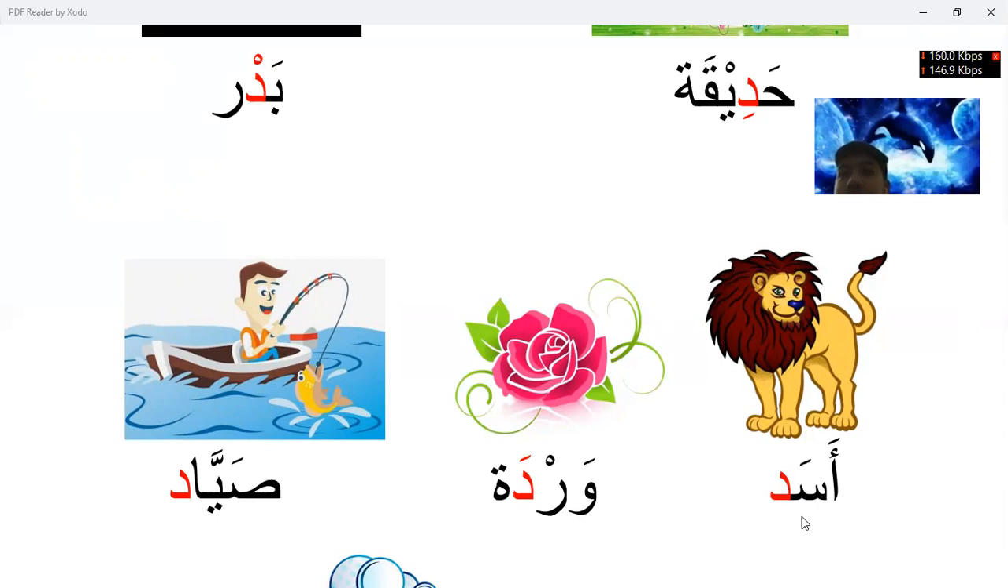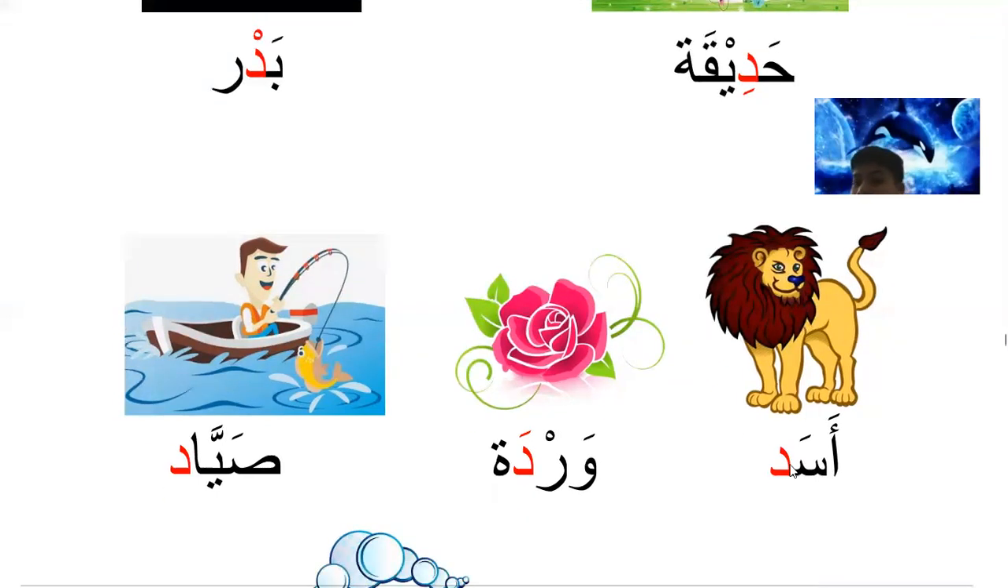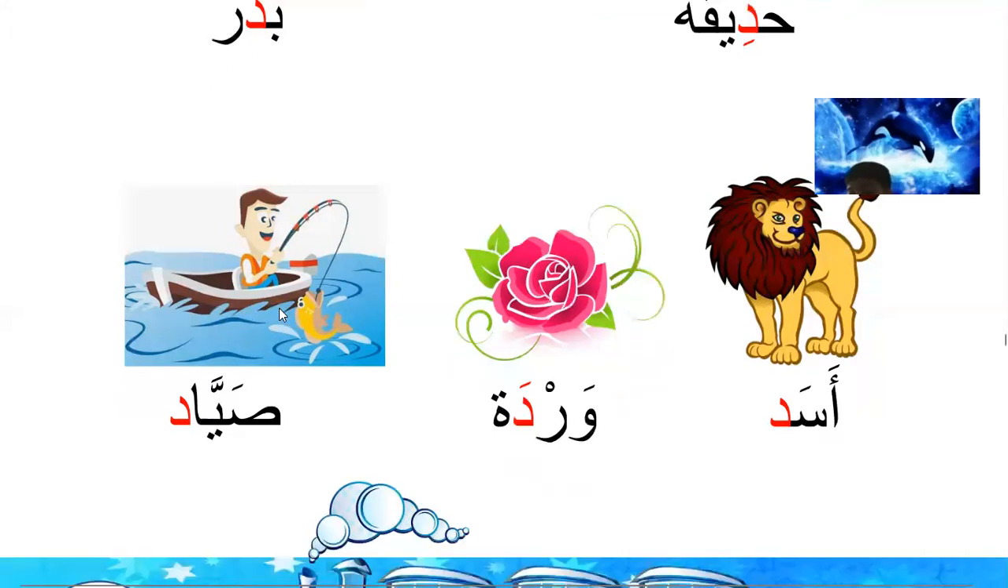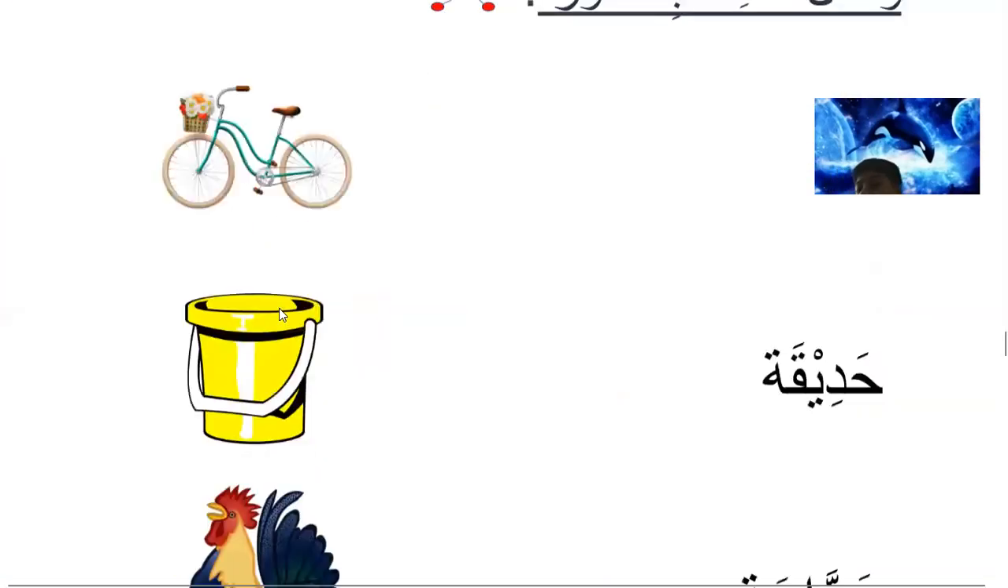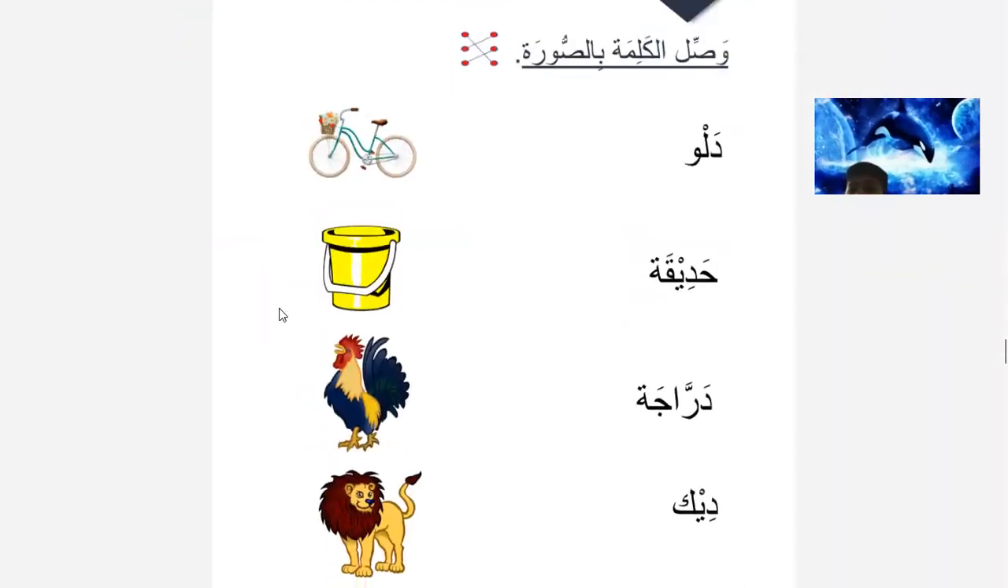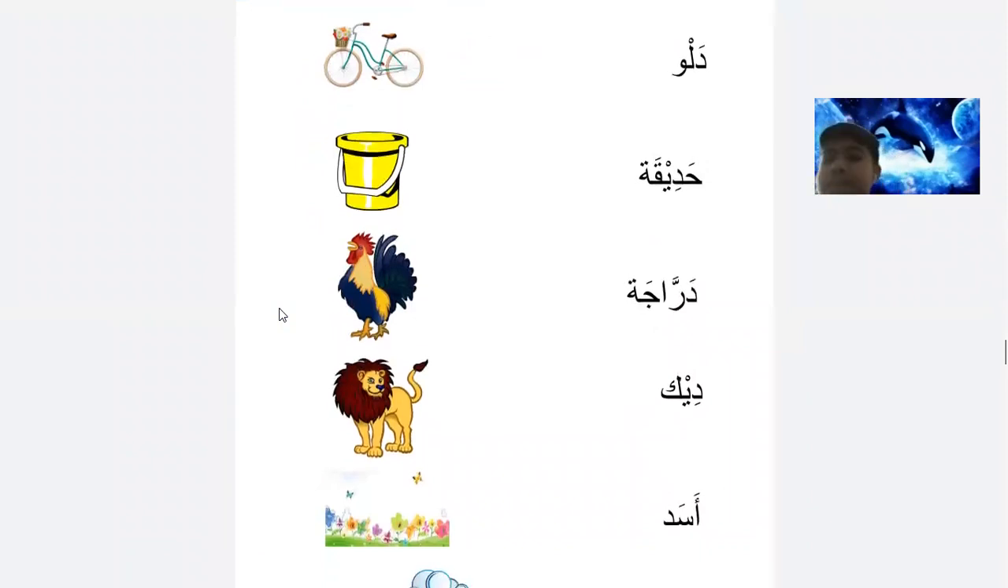Okay, so this word is Asad. Asad, lion. Good. Word, warda, rose. So when we stop at ta, it becomes ha, warda. Sayyad. Fishing. Hunter. So what's the little kalima of the Quran? Join the word in the picture.